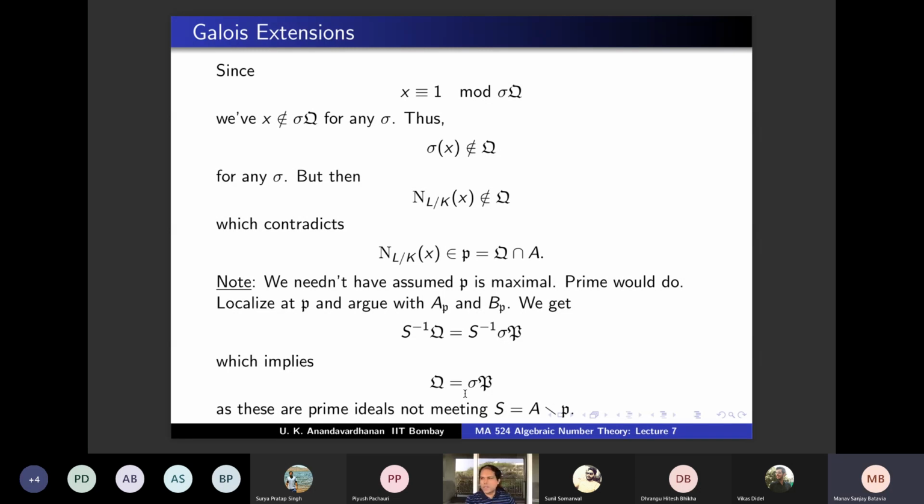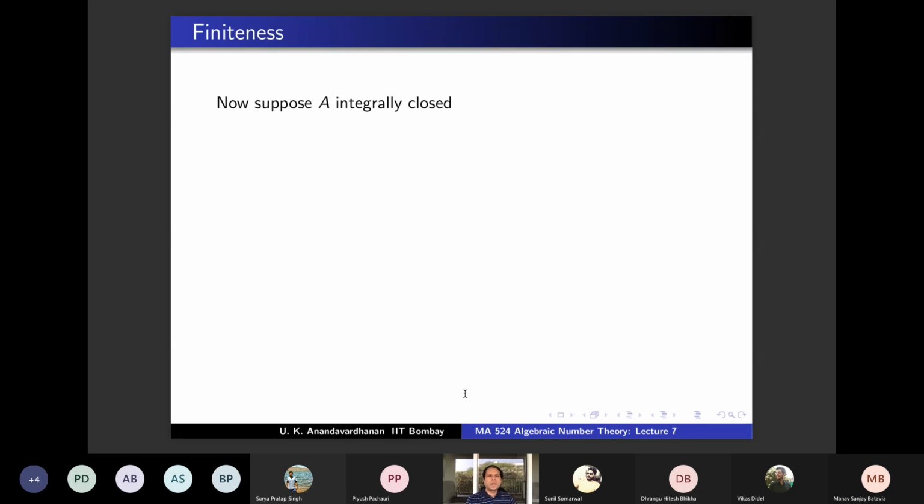You just wanted to say that the result is true for any prime ideal, not just for maximal, and that's correct. And here is a proof. Okay, so this is the first thing.